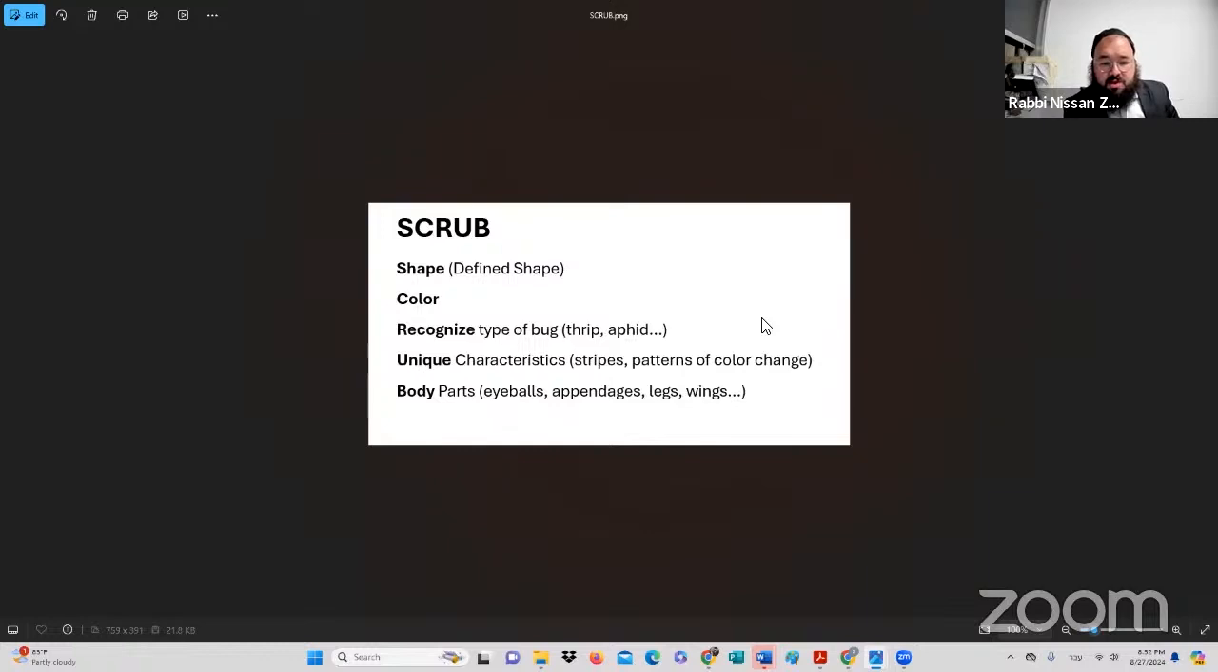Other things to look out for is unique characteristics like stripes. A thrip, for example, last week, will have usually stripes. As they get older, you'll see them clearer. Patterns of color change. Sometimes the lower part of the body will be darker, the higher part of the body will be less dark. And the body parts, eyeballs was something which we pointed out, which may sometimes be easy to identify, and other appendages like legs and wings, antennas, arms, and so forth. So to keep that term in mind is important.